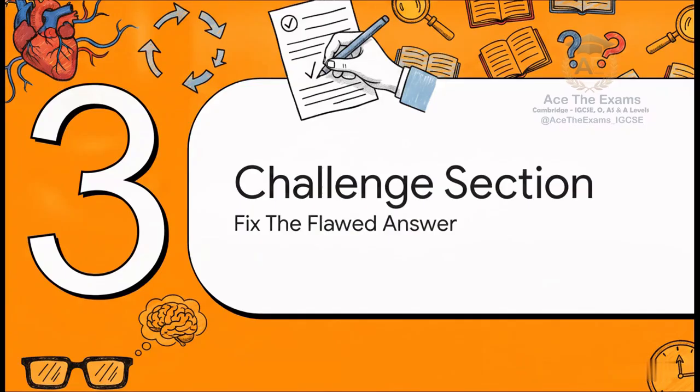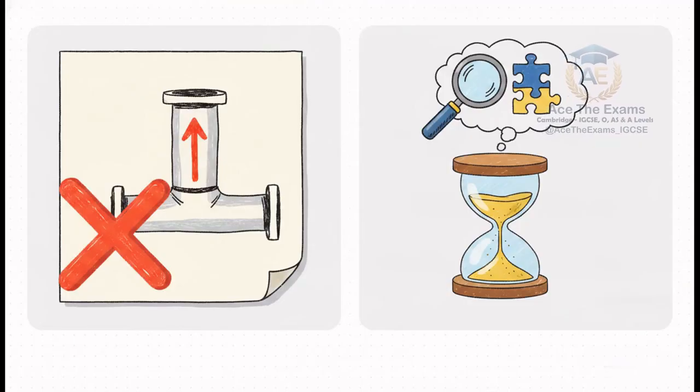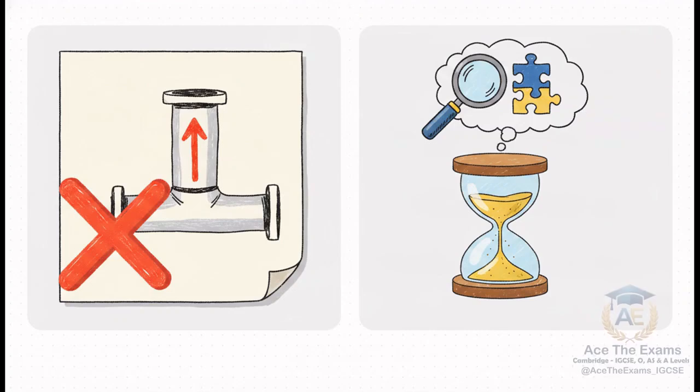Section 3, the interactive challenge. Fix the flawed answer. All right, time to put this into practice. We're going to actively apply that 4-step framework to a Cambridge-style past paper problem. I want you to literally step into the shoes of the examiner right now. Take a look at this flawed student answer. The pressure goes up, so the valve opens and blood moves. This is exactly the kind of vague, descriptive phrasing that those examiner reports were warning us about.